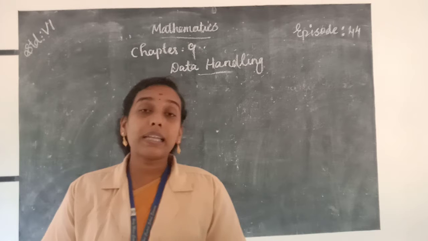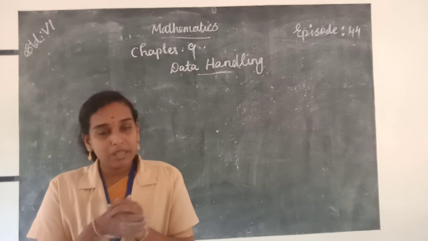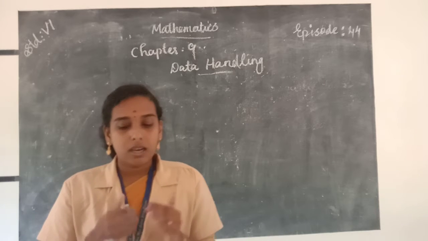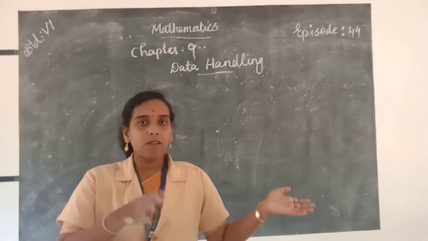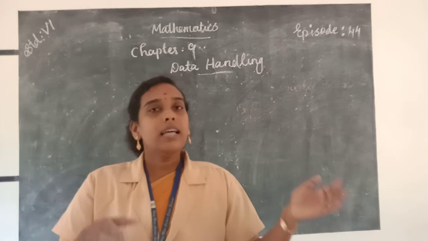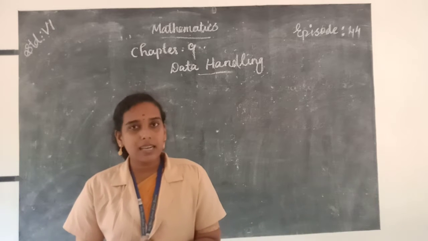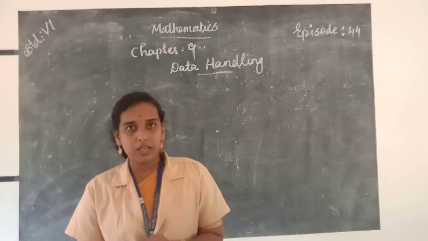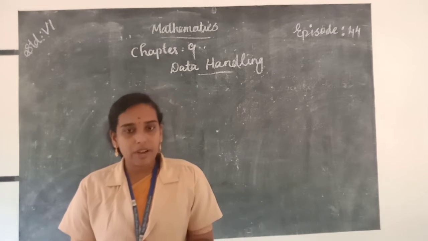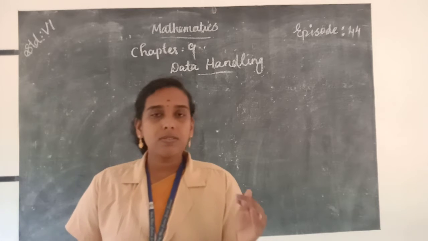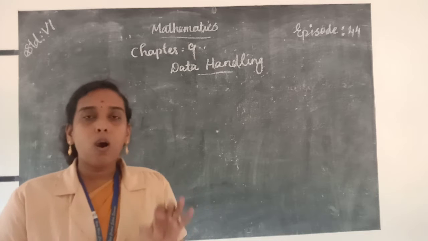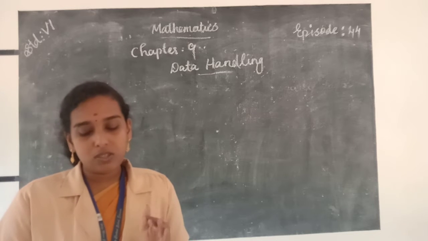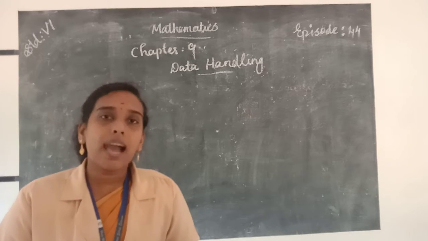To get particular information from the given data, the data has to be organized first. So first we record or collect the data, then we organize it to get particular information. The organization of data can be done in various ways, and one way to organize data is by using tally marks.